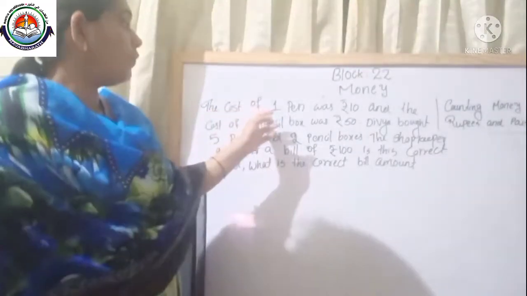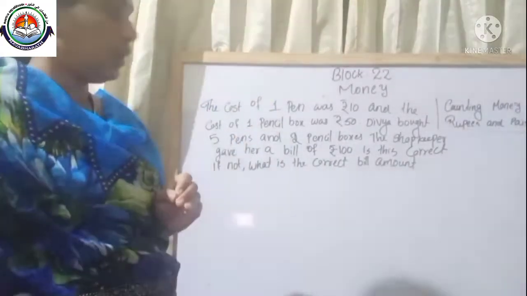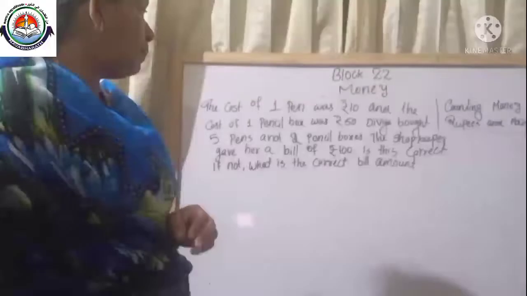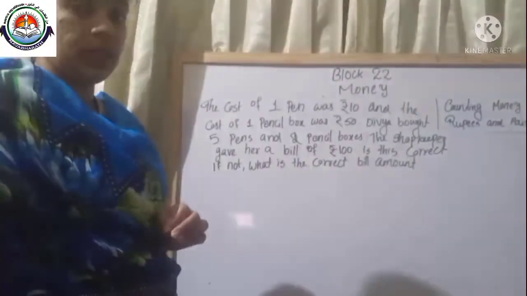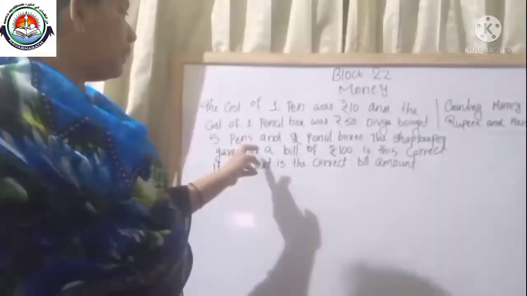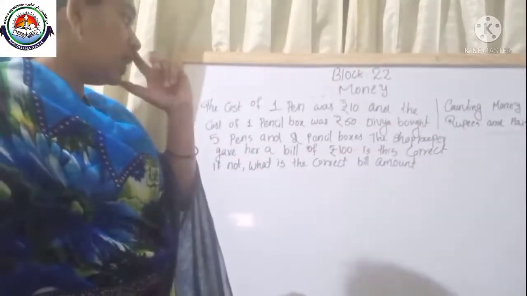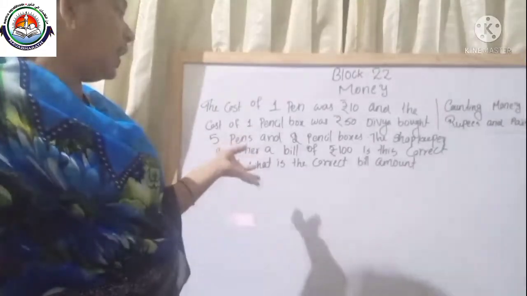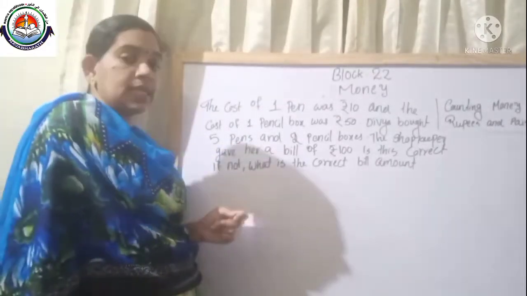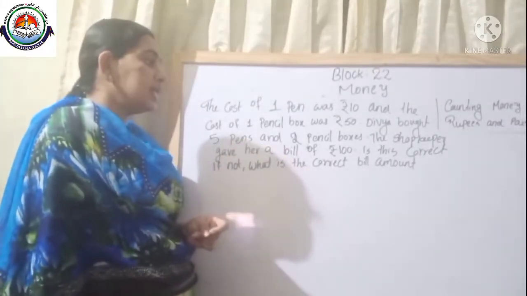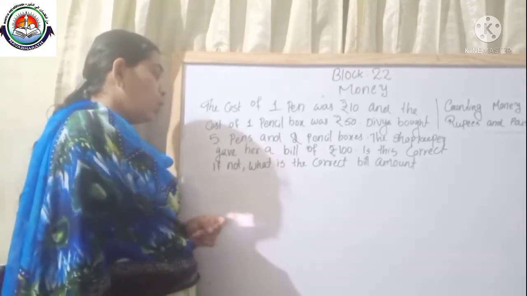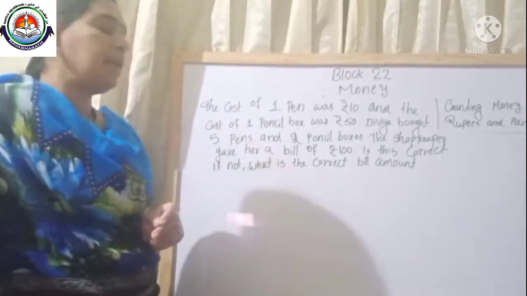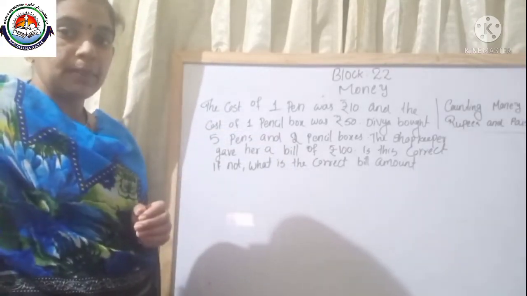The cost of 1 pen was rupees 10 and the cost of 1 pencil box was rupees 50. Divya bought 5 pens and 2 pencil boxes. The shopkeeper gave her a bill of rupees 100. Is this correct? If not, what is the correct bill amount? So we can find the bill amount.